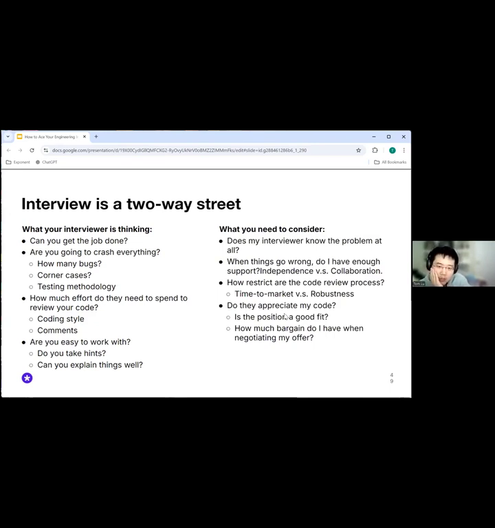I think we should consider, first of all, does my interviewer know the problem at all? Or do they just sort of randomly pick a problem from the question bank? When things go wrong, do I have enough support? This reflects whether the company's culture is more biased towards independence or appreciates more of a collaboration culture. How strict is the code review process? If the code review process is strict, if they provide a lot of comments and feedback, maybe they care a lot about the robustness of the code. Otherwise, they might care a lot about the time to market.